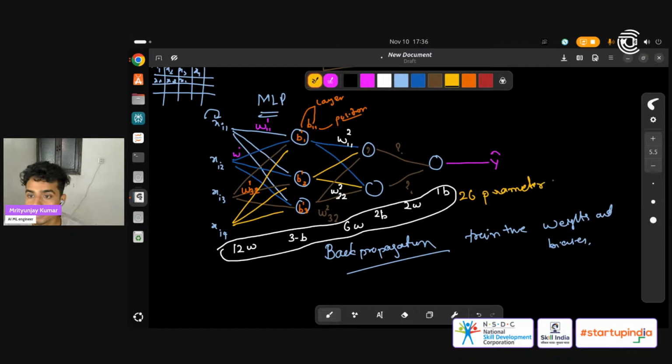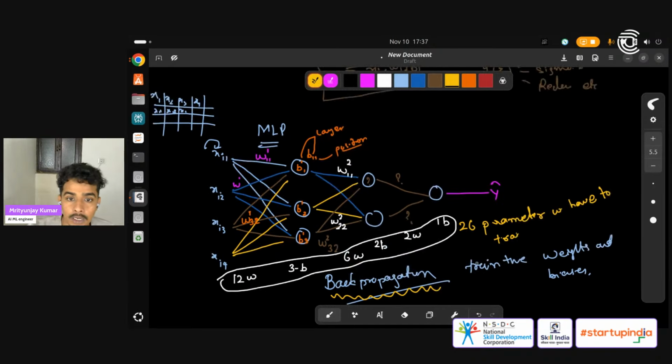Once again, we have to train 26 parameters. The first time, we are going to initialize the 26 parameters with any values according to our situation, using different techniques. But at the end, the machine is going to use the back propagation technique to train the 26 parameters.